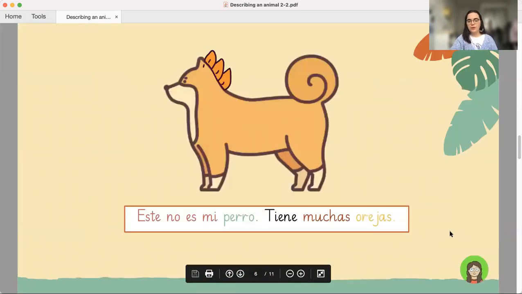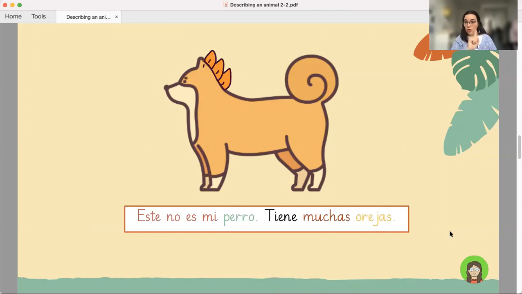This is my first one. Este no es mi perro. This is not my dog. Tiene muchas orejas. It has a lot of ears. As you can see, I have drawn here 3 more ears, okay? So that is what you need to do. So pause the video here, draw your animal in a changed way, and write your sentence.